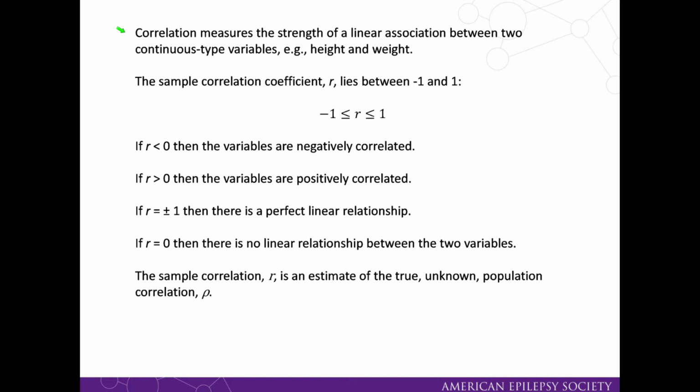The sample correlation coefficient R lies between -1 and 1, so that's mathematically what we say. If it's less than 0, we say the variables are negatively correlated. If it's greater than 0, they're positively correlated. If the sample correlation coefficient is equal to plus or minus 1, then you have a perfect linear relationship. Your points would lie on a straight line. And if R is 0, then there is no linear relationship between the two variables.